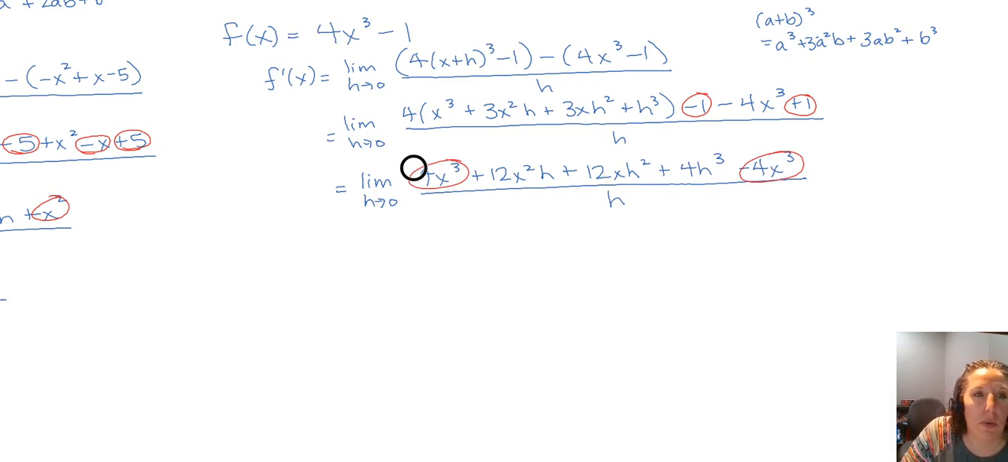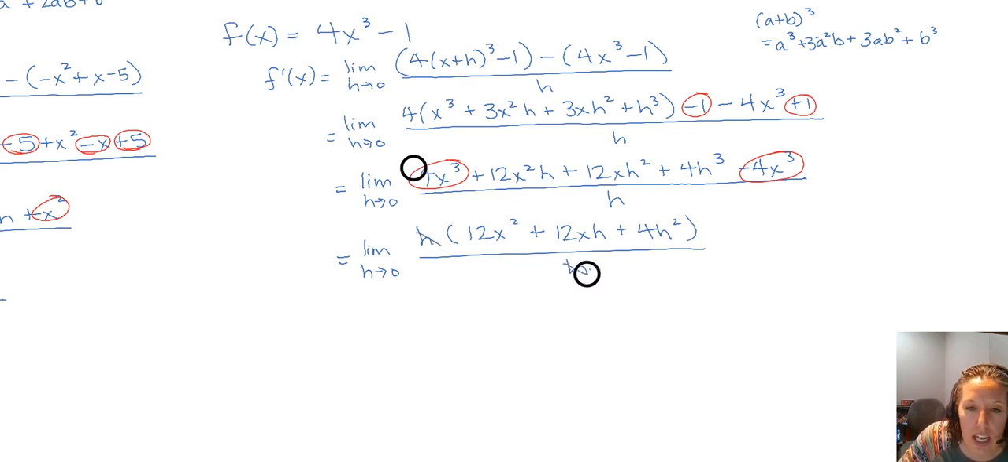Our 4x cubes, minus and positive, are going to add to 0. And again, just like every other problem that we've done in this video, we do have an h in everything that we can factor out. So if we factor out that h, 12x squared h becomes 12x squared. 12x h squared becomes 12x h. 4h cubed becomes 4h squared. All of that is over h. We can divide h on top and bottom. We're left with just what was inside the parentheses there.